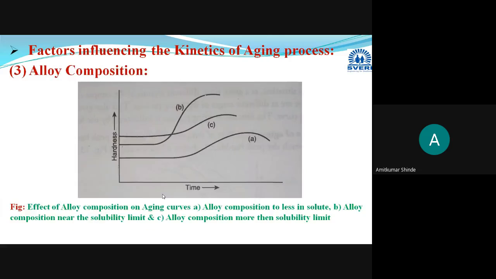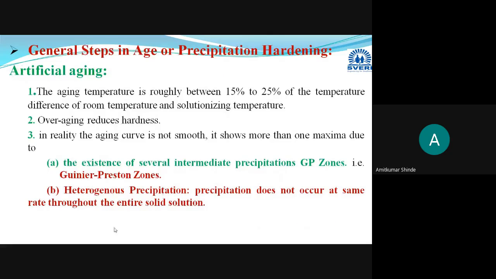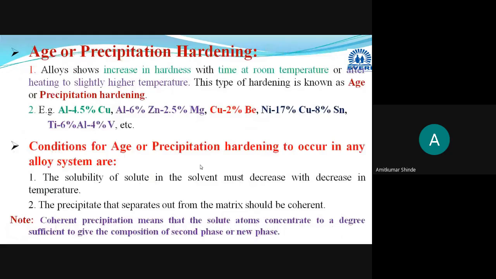Okay. Now, in short, this GP zone is nothing but an intermediate phase that you have to remember, the Guinier-Preston zone. In this way, we have completed this point, that is age hardening or precipitation hardening, and the different steps involved in age hardening and precipitation hardening, along with the conditions and factors affecting the kinetics of the aging process. Okay.